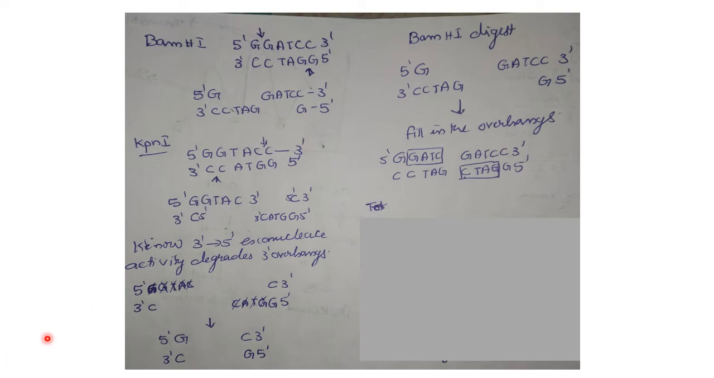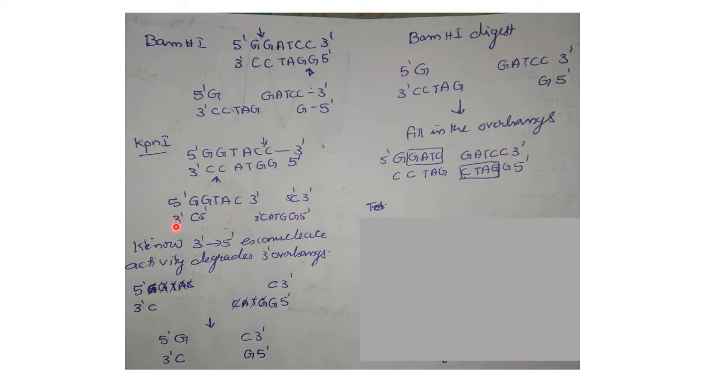So this is the BamHI sequence, and it produces 5' overhangs. Okay, so this will cut here, so it will produce cohesive ends. So you have got the 5' overhangs over here. And then KpnI, this is the sequence, and it will cut over here near the 3' end, so it will produce 3' overhangs.